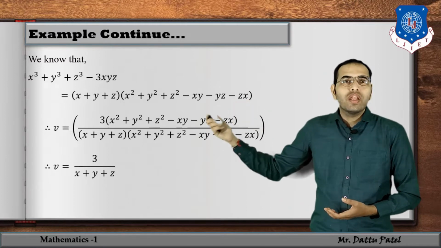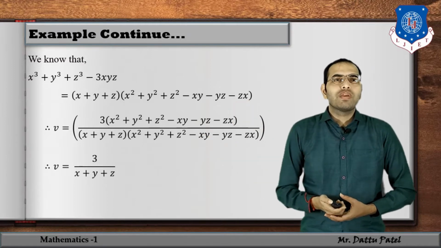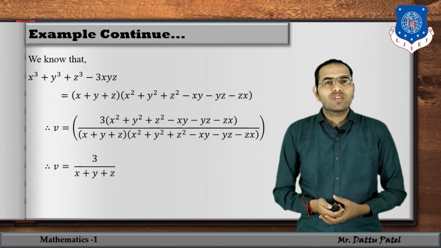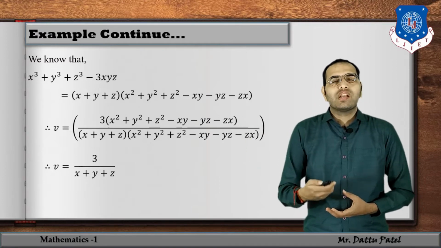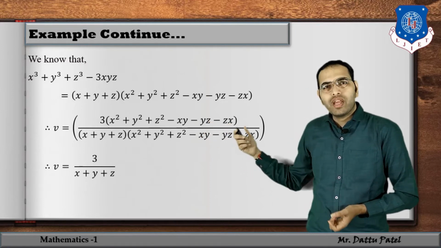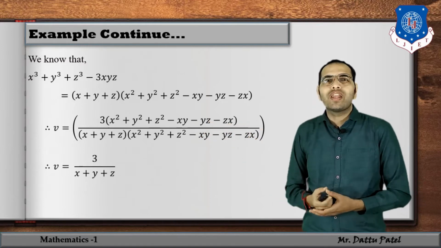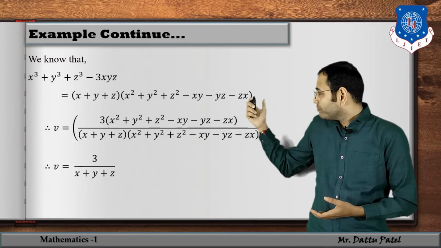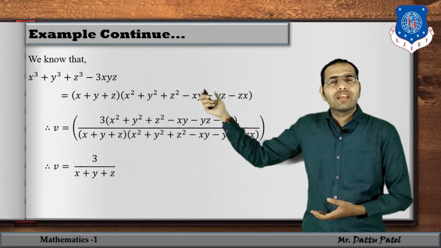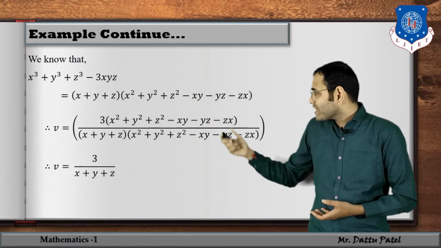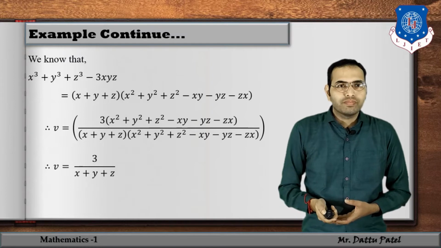Substituting this value in the above expression, it becomes 3 times (x square plus y square plus z square minus xy minus yz minus zx) upon (x plus y plus z) times (x square plus y square plus z square minus xy minus yz minus zx). Here this term will cancel out, so v equals 3 by (x plus y plus z).